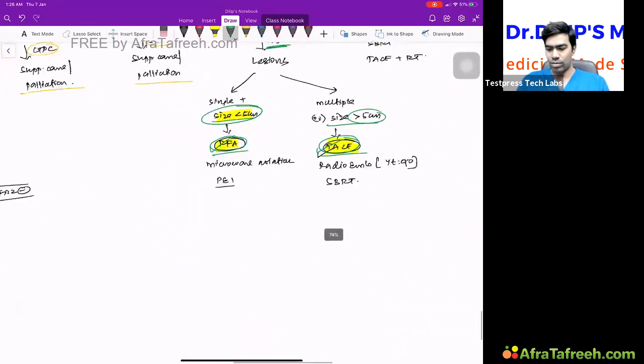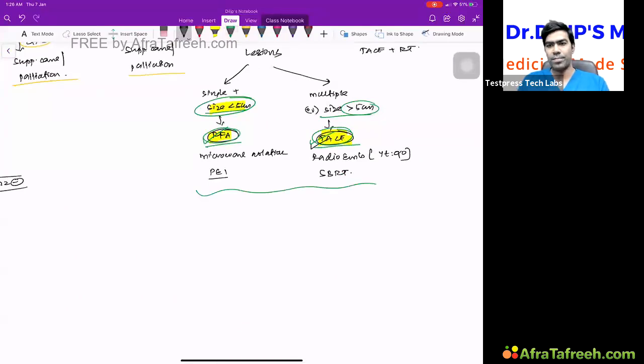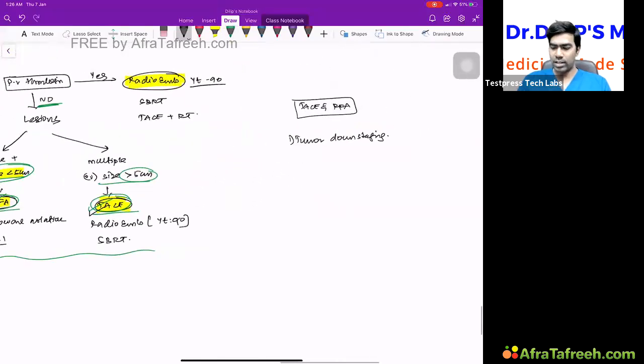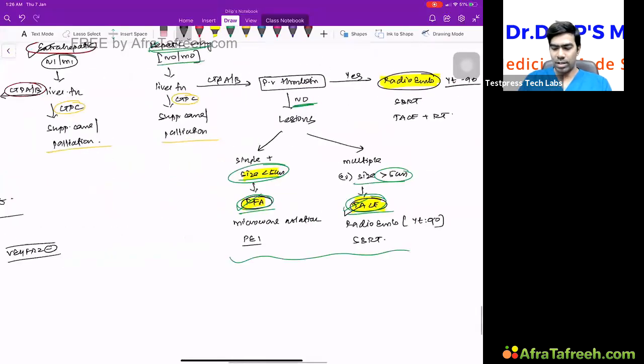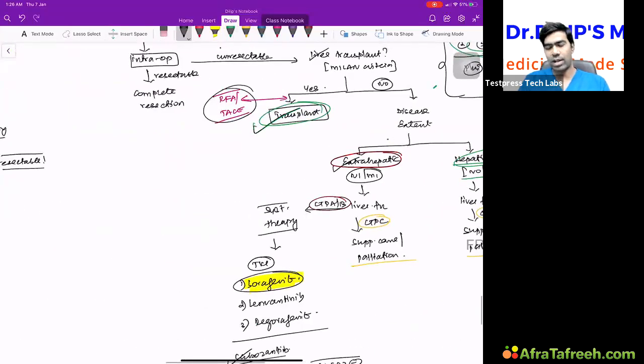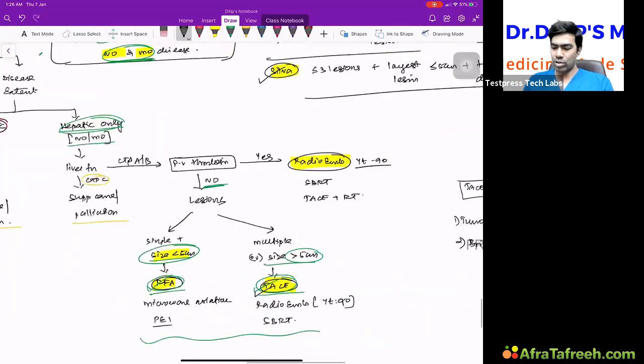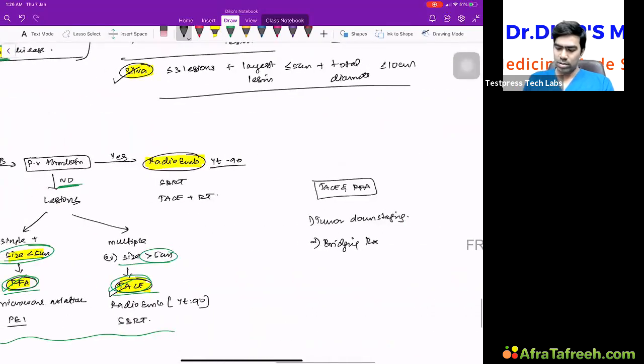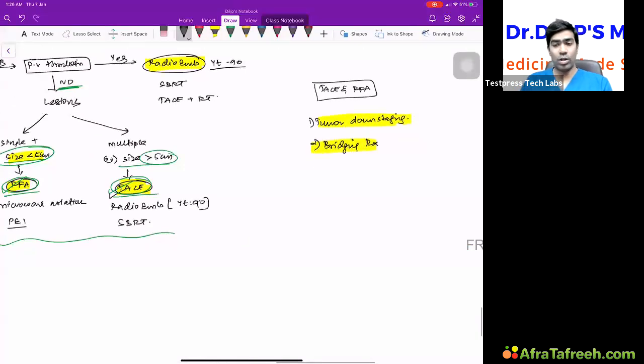That is the idea. So that is the reason why you're doing a TACE and a radiofrequency ablation. Very, very important point. And the second thing is as a bridging therapy. Even in patients who are transplant candidates, you can use RFA and TACE as a bridging therapy. I told you. So the second indication is bridging therapy. These are the two most important indications for doing a TACE and RFA, which is very, very important to know.